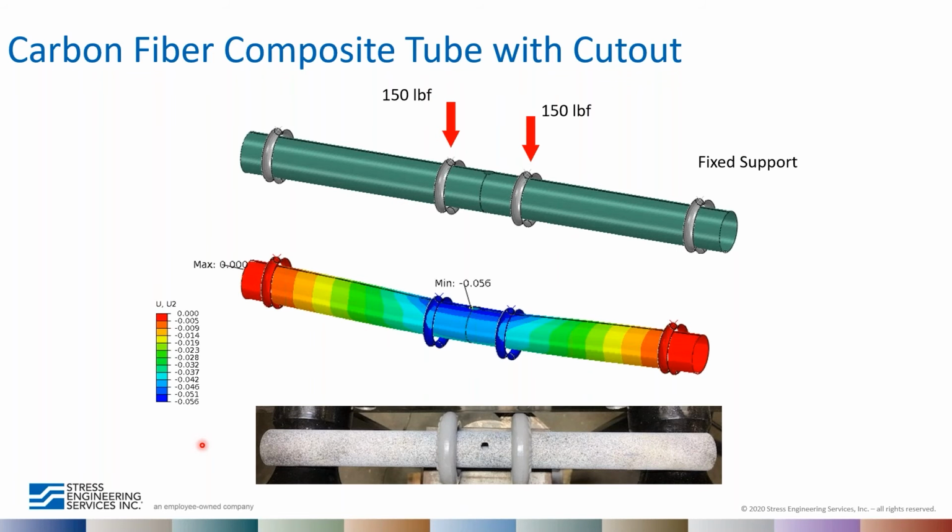So, here's another example, kind of moving away from metallics, but also it's material independent. This is a carbon fiber composite tube with a stress concentration cutout hole in the middle. In this test setup we had fixed ends, and we applied load at two locations at about 150 pounds force, and then we used a finite element model to predict what the deflection of this carbon fiber composite tube would be.